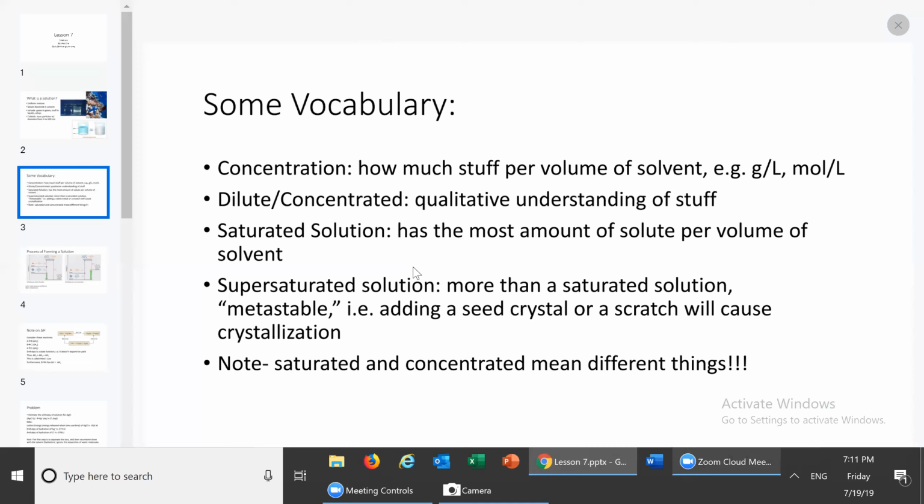On the other hand, you can have a very concentrated solution of sugar. Maybe you can add 100 grams of sugar to 1 liter of water, which is a huge amount of sugar. It will be very concentrated, but it's not saturated. You can add much more sugar than that to water, and it will still dissolve. Okay.